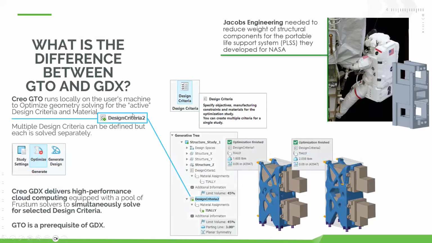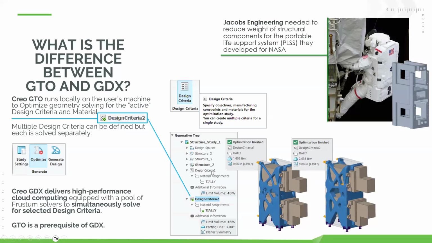Another way of saying that, here's where we have GTO and GDX. Here I have my design criteria. If I'm using GTO, I'm going to solve for one defined design criteria. So I've got a material and some additional specifications or constraints, right? I've got a limit volume. I defined a parting line and symmetry.